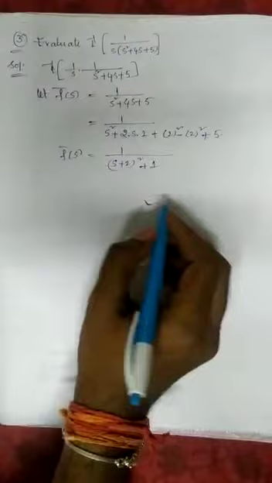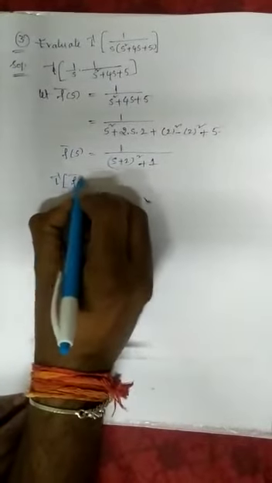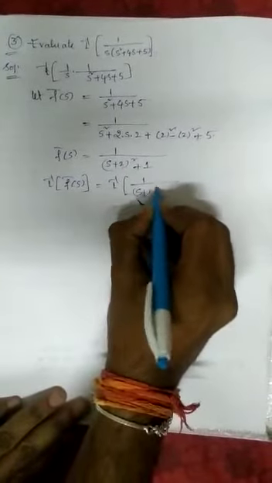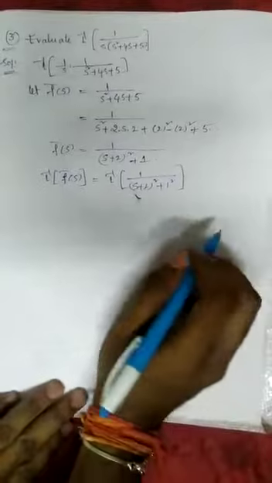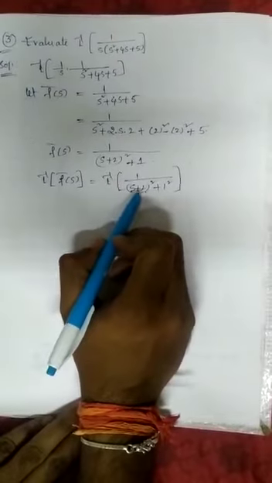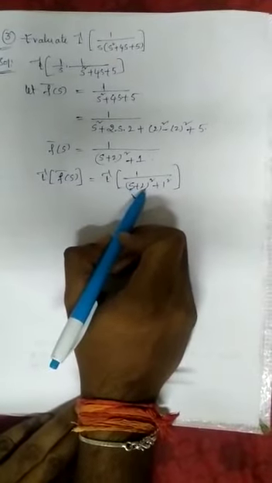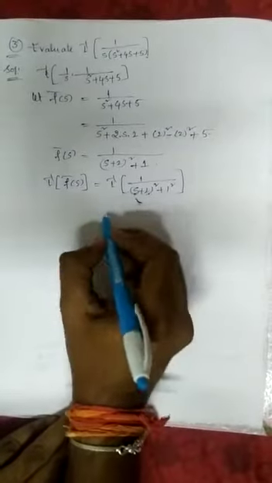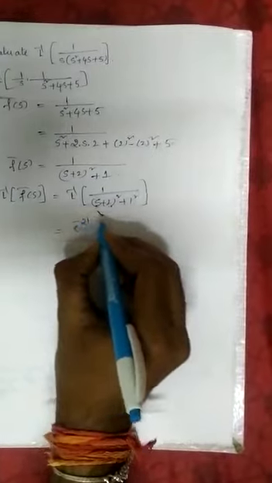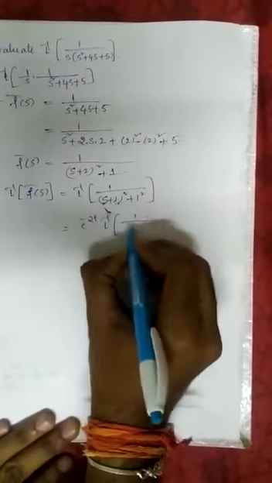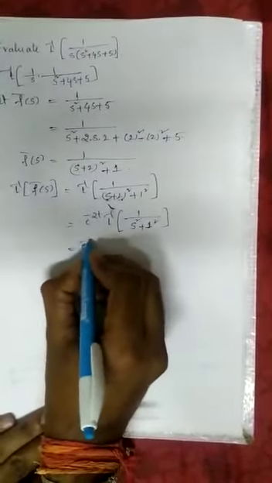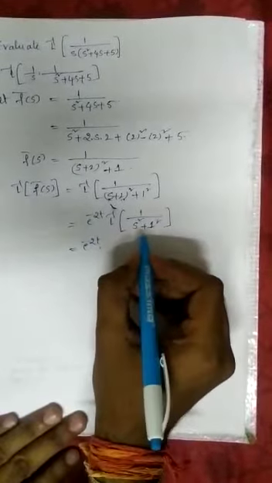Now apply Laplace inverse for this function. So Laplace inverse of f bar of s equals Laplace inverse of 1 by s plus 2 whole square plus 1 square. Now if you observe, in the denominator we have only s plus 2, only s plus a term. So write this s plus a as s. How to write s plus a as s? By writing e power of minus 2t outside. Then this s plus a becomes s, so s square plus 1 square. So e power of minus 2t into Laplace inverse of 1 by s square plus a square.